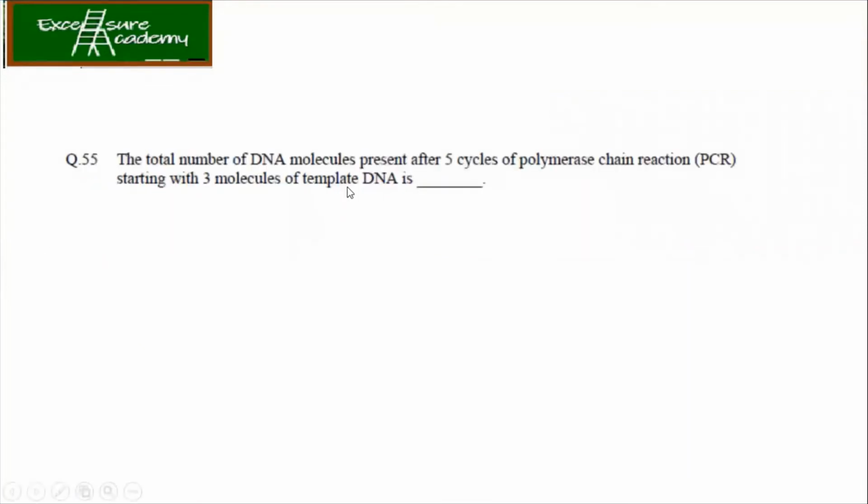The total number of DNA molecules present after 5 cycles of PCR, starting with 3 molecules of template DNA, is dash. This is very simple actually, and interesting also. We have done similar questions in the case of microbial growth kinetics also. The formula to calculate the number of DNA molecules is A into 2 raised to n, where n is the number of cycles and A is the initial concentration.